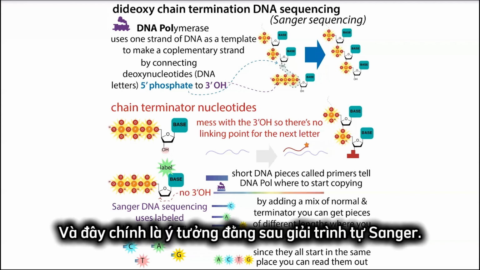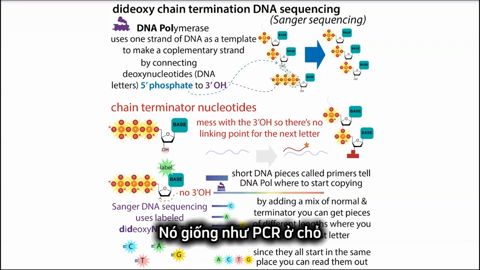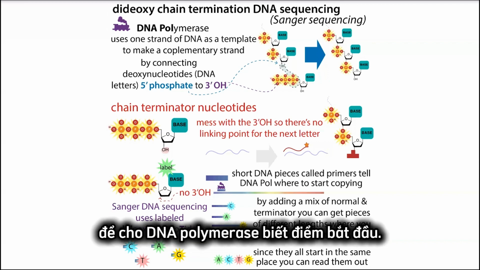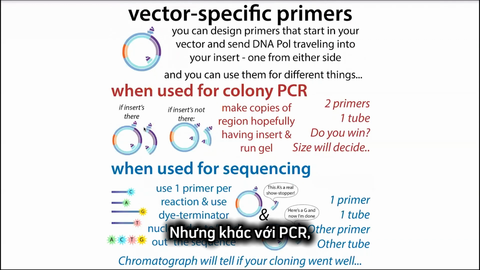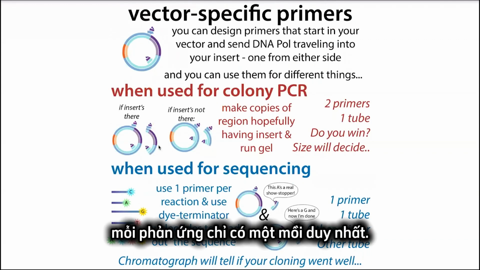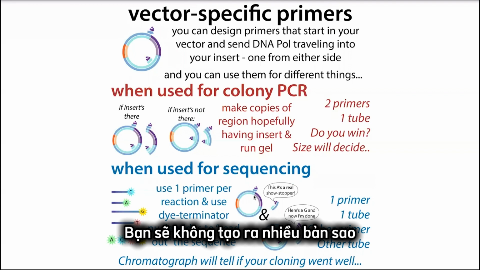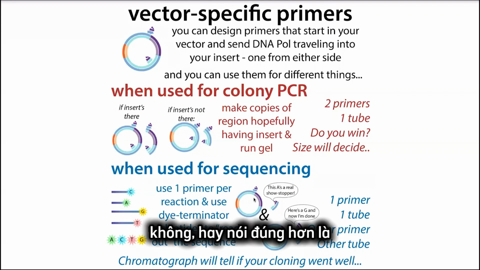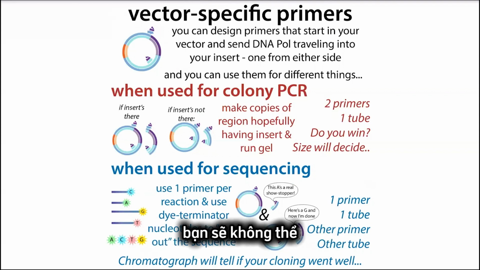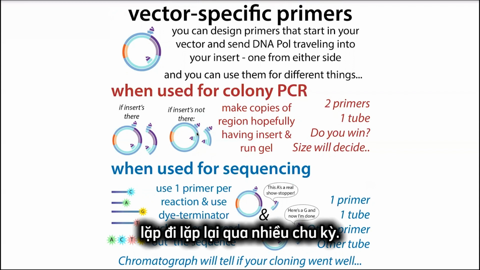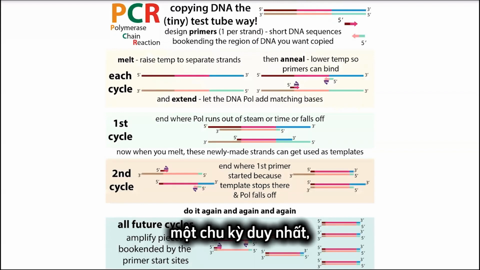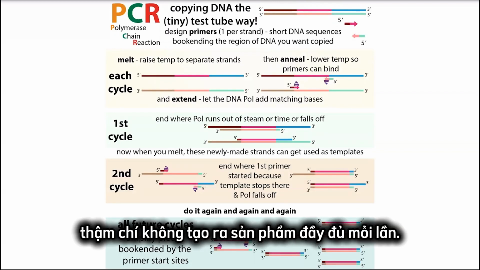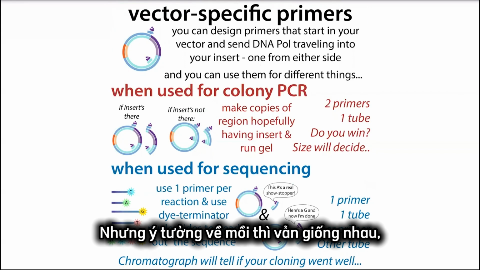And so this is the idea behind Sanger sequencing. And so like PCR, you need to design a primer in order to tell the DNA polymerase where to start. But unlike PCR, you're only going to have a single primer per reaction. You're not going to be making copies. You're not going to be making lots of copies over and over, cycling. Instead, you're just going to basically have this single kind of cycle where you're not even making a full product each time.